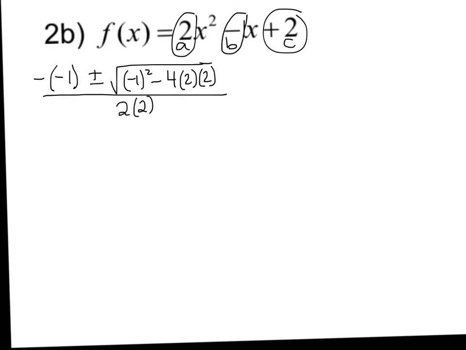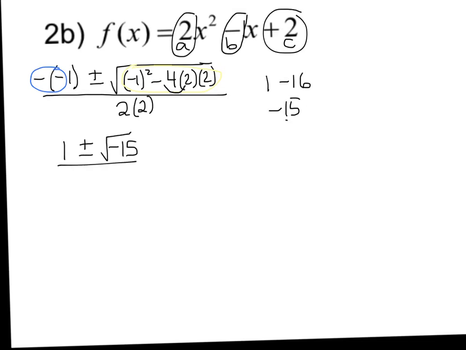So let's simplify what's underneath right here. Negative 1 squared is 1. That'll be negative 8 times 2, so it'll be 1 minus 16, which will be negative 15. So out in front, this negative turns to a positive, so I'm going to have positive 1 plus or minus the square root of negative 15.